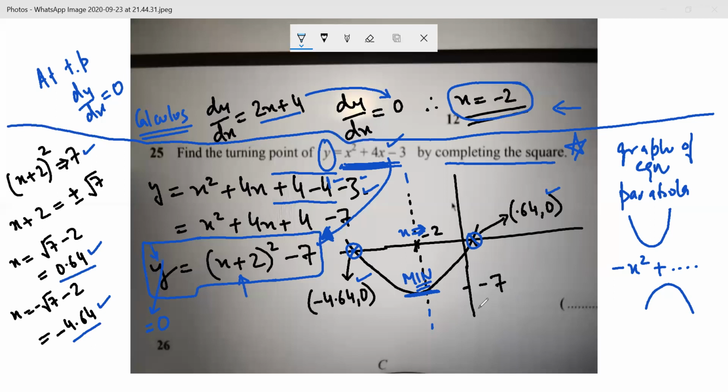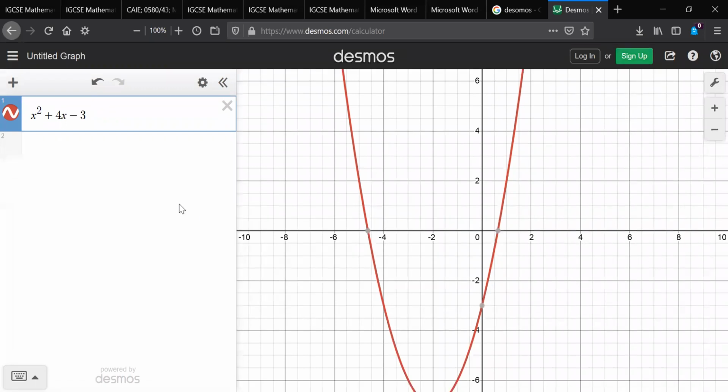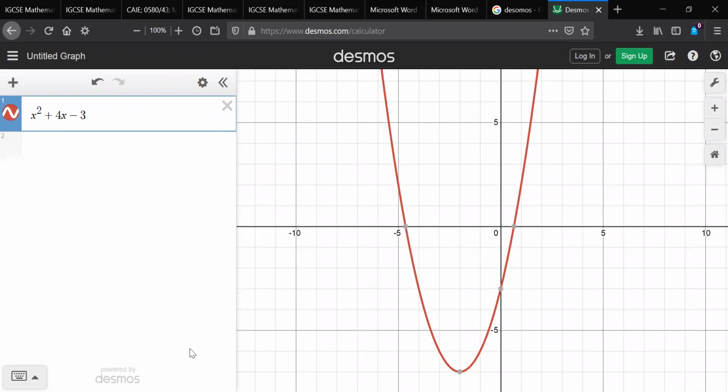Now let us look at the Desmos graph of this quadratic equation and check whether we are on the right track or not. So if you look at the graph of x square plus 4x minus 3, what you will find is that this is one of the roots, this is the second root, and similarly, if you look at this point, it would be minus 2, minus 7. Any doubt, Mr. Rudra? No, sir.